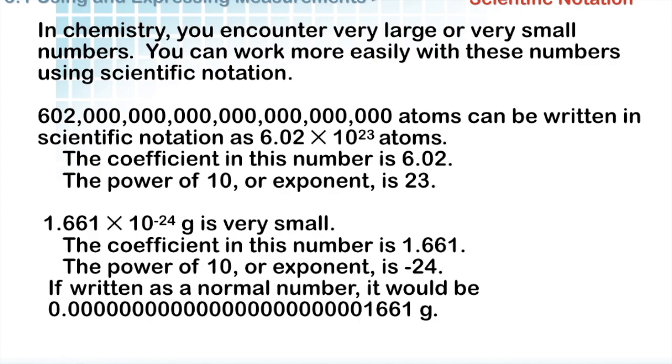1.661 times 10 to the negative 24th grams is very small. That's the size of a proton. The coefficient in this number is the 1.661. The power of 10, or exponent, is negative 24. So when an exponent's very large, like 10 to the 23rd, that means a very large number. But when it's a negative exponent, that means it's a very small number. So if you were going to write 1.661 times 10 to the negative 24th as a regular number, that monstrosity you see at the bottom with all those zeros, 1661, would be the way to write it.